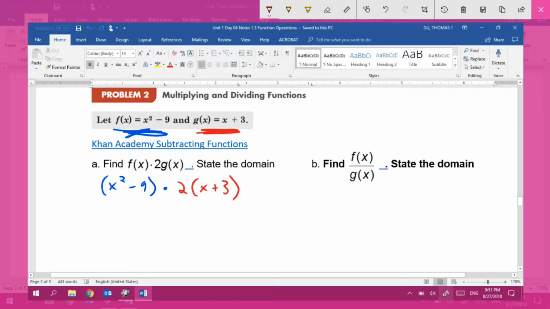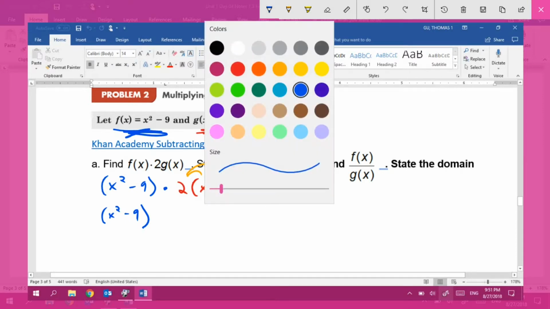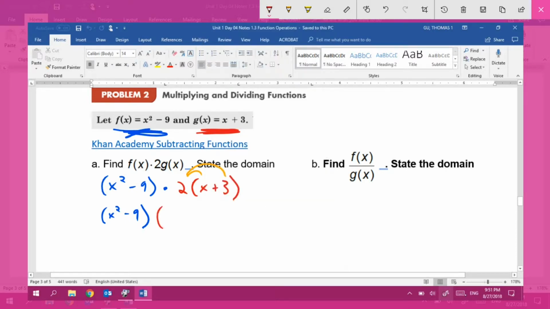Now the first thing we're going to do here is distribute the 2 to the x and the 3. So let's go ahead and change this. Now we've got x squared minus 9 times, and then what is 2 times x? That is 2x. And what is 2 times 3? That's 6. So it's going to be 2x plus 6 inside the parentheses now.